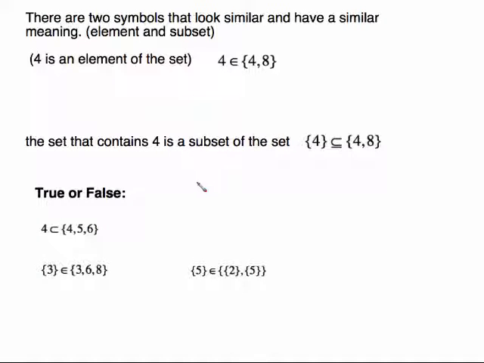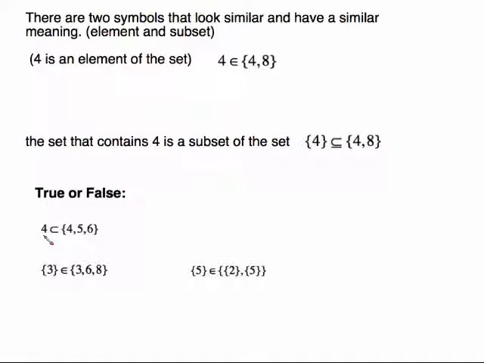All right, something to clarify here that you might be confused on. There's two symbols that look similar and have sort of a similar meaning, and that is element and subset. 4 is an element of the set, looks like this. Notice 4 does not have any kind of brackets around it. 4 is just an element, E for element, of this set {4, 8}. This is a little different terminology. The set that contains 4 is a subset of the set, just like this. The set that contains 4 is a subset of the set that contains 4 and 8. So you got to be careful. Look carefully when you're doing your homework problems.